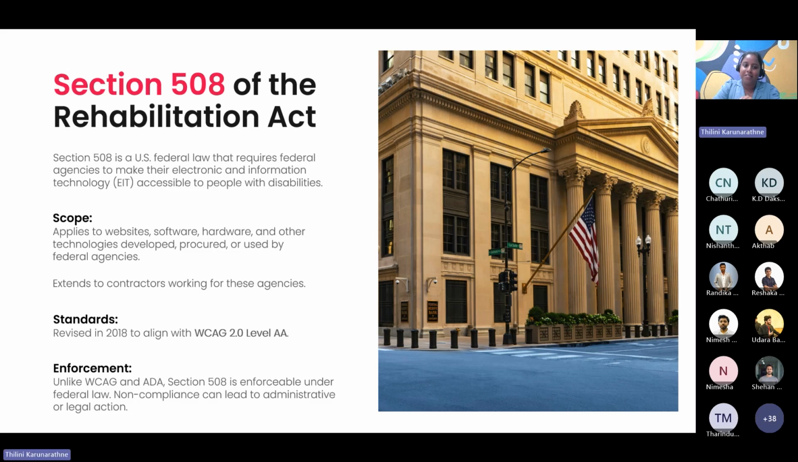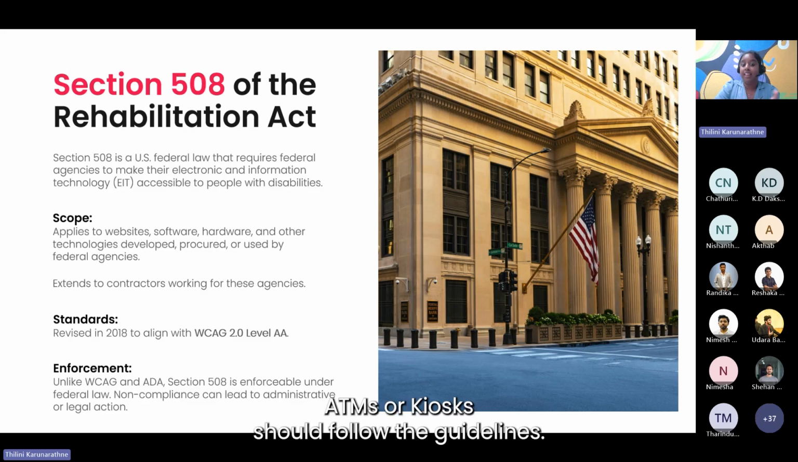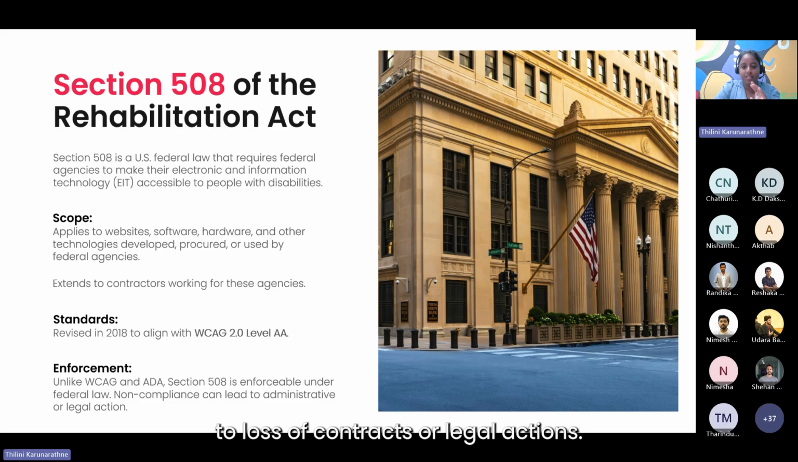What does Section 508 say? That content needs to be accessible. It says that websites, internal software, documents like PDFs, and hardware like ATMs or kiosks should follow the guidelines. If not followed, it can lead to loss of contracts or legal action.